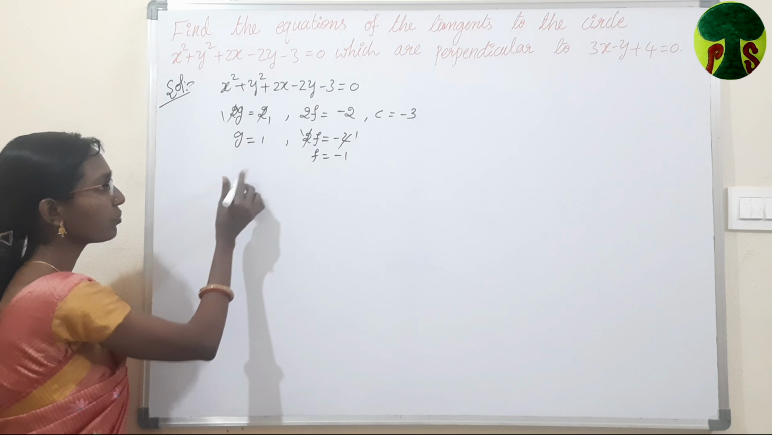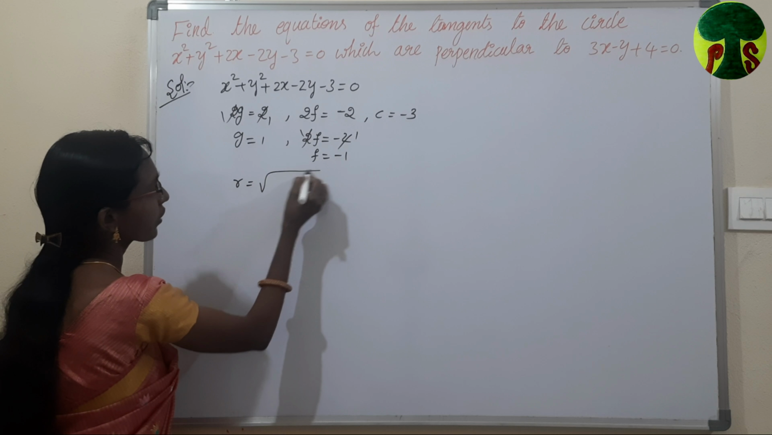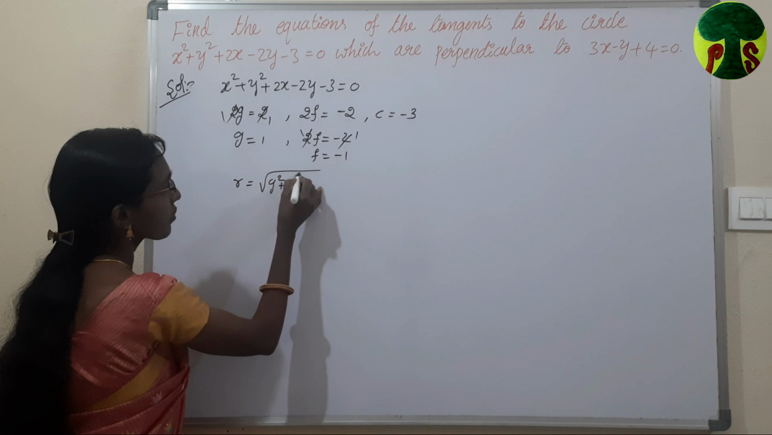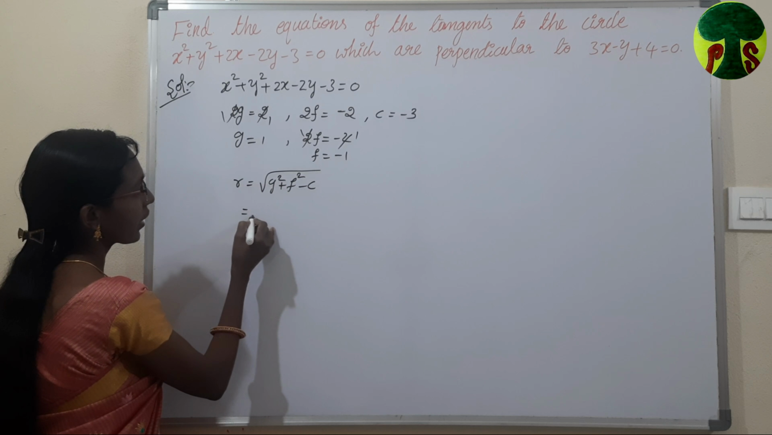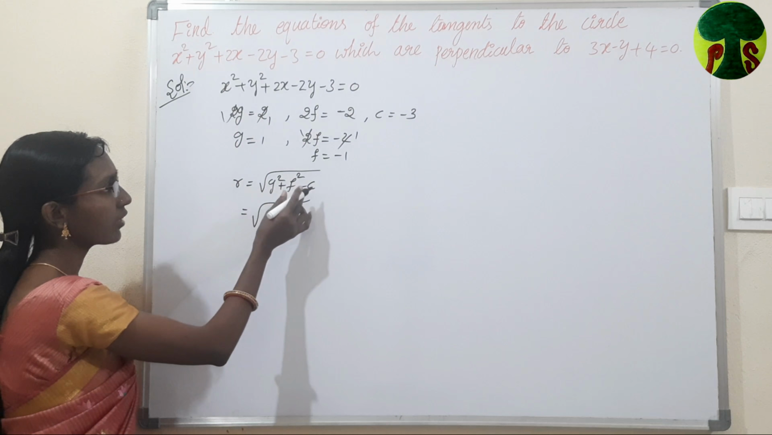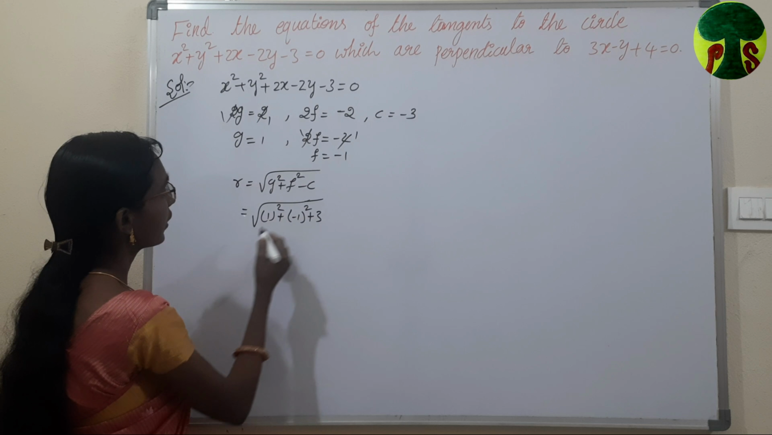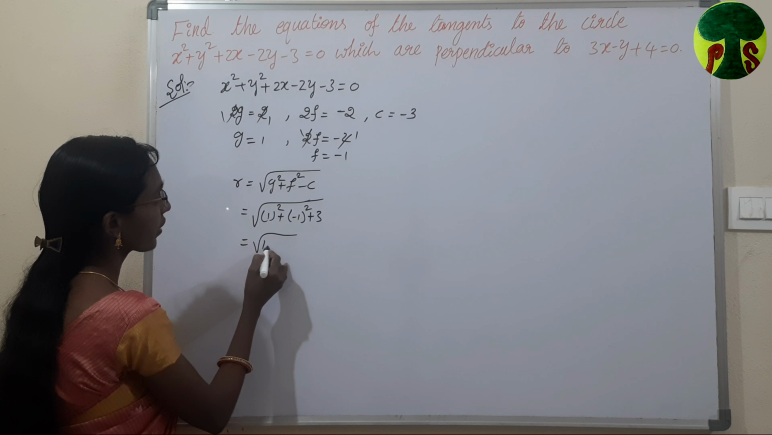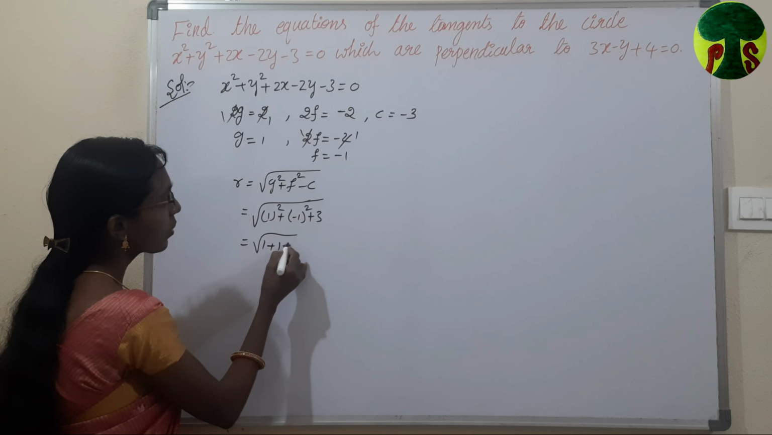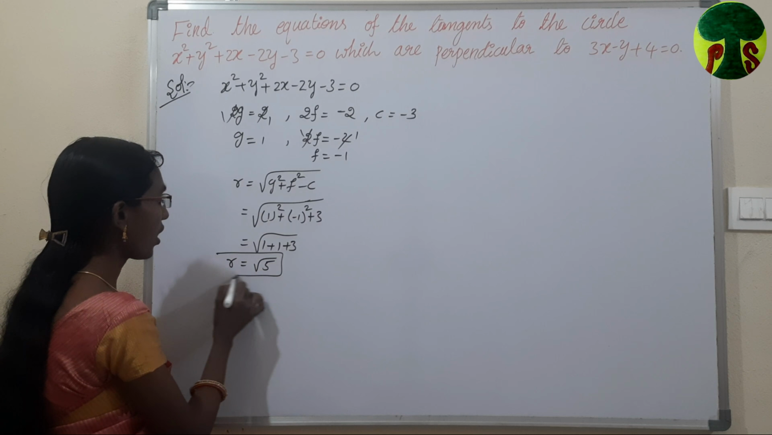Find out the value of r. r = √(g² + f² - c), which is √(1² + (-1)² - (-3)). Substituting the values: g is 1, f is -1, and c is -3. Minus into minus is plus 3. So √(1 + 1 + 3), 1 plus 1 is 2, 2 plus 3 is 5. √5. This is the value of r.